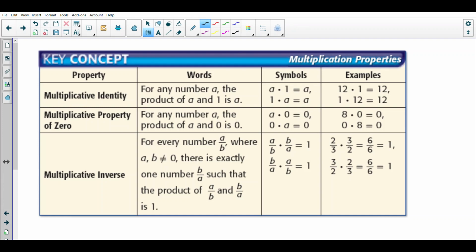The multiplicative property of 0, anything times 0 is always 0. And again, this is another one you know. A times 0 is 0. 8 times 0 is 0.